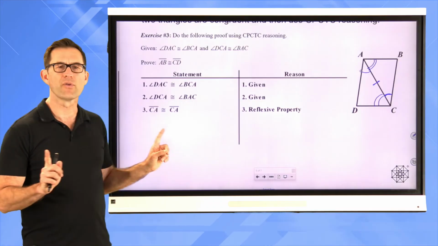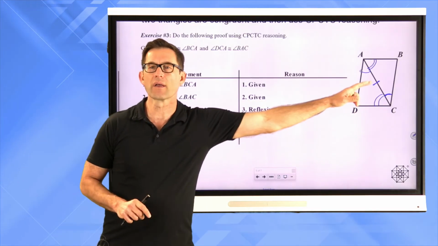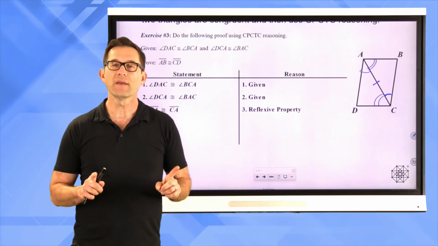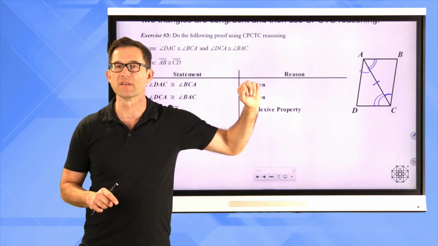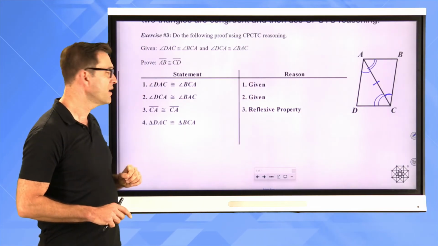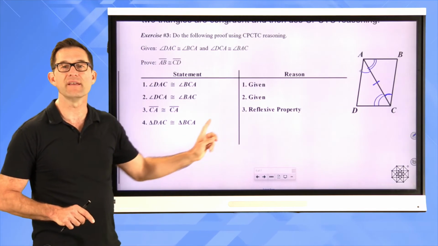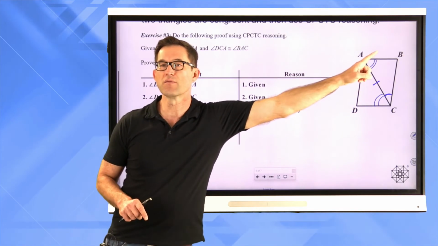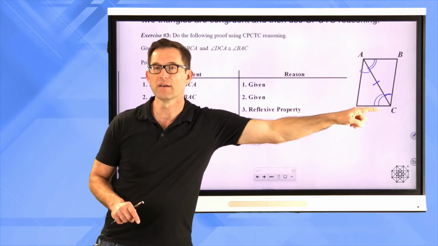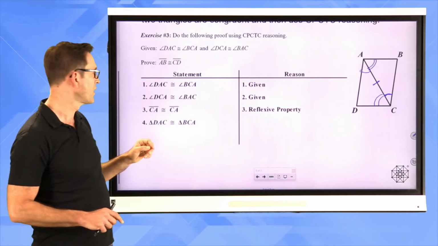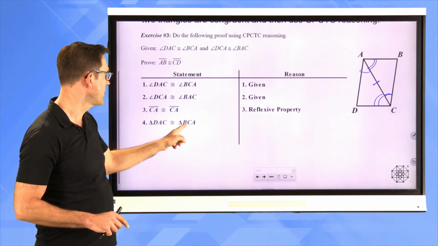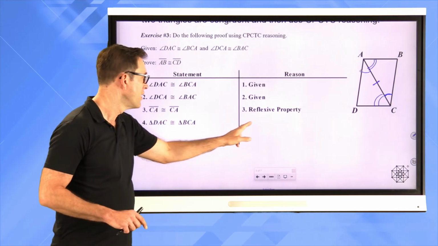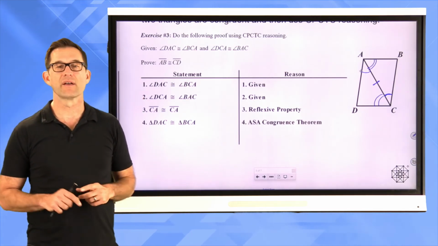Now, we have to be careful here. I know that this triangle is congruent to that triangle, but one thing that people are going to be watching when they grade your paper is to make sure that you get the corresponding vertices in the same place. There are many different ways of doing it. I'm going to say triangle DAC, so D corresponds with B, A corresponds with C, and C corresponds with A. And that is the angle-side-angle congruence theorem.